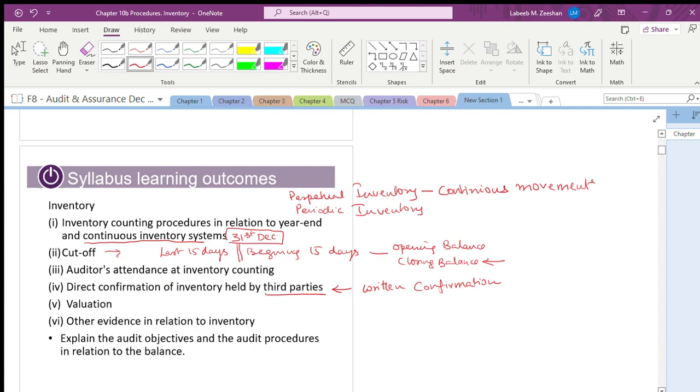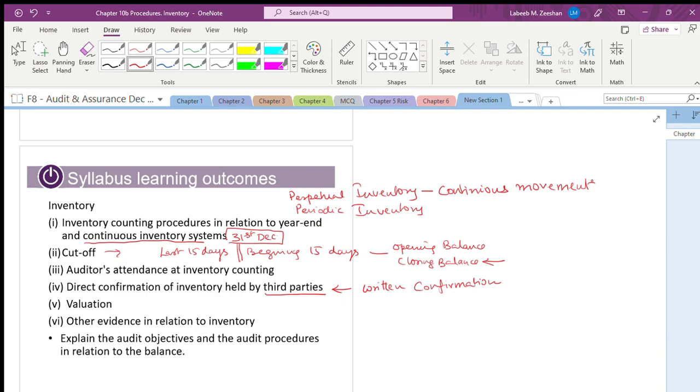Is it? Written confirmation is more valuable than oral confirmation. Is it right? Direct confirmation has more weightage. Is it right? Internal confirmation and external confirmation. External confirmation will have high value. Internal communication will have less value. Oral communication will have less value. Written communication will have more value. Is it? This is why we have studied at that point.